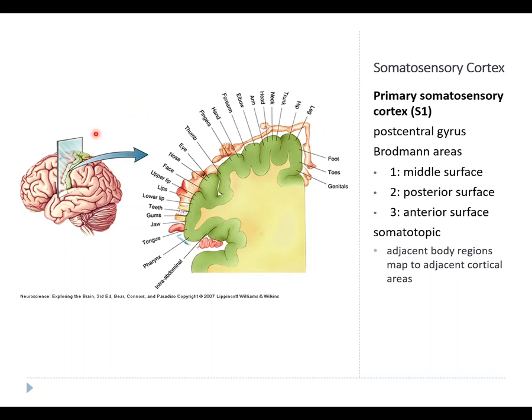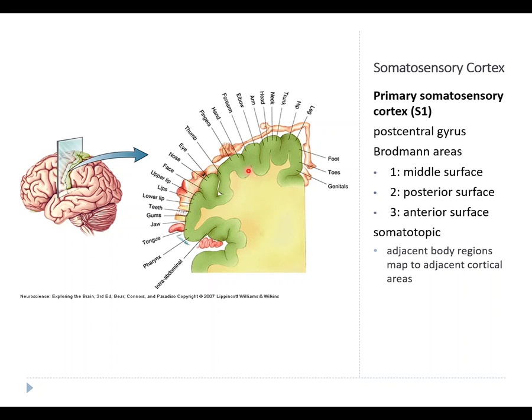And this is how this map is usually drawn. So this is a coronal cross section of the brain through the post-central gyrus. And what they've labeled here are the different parts of the body that activate neurons in these regions of the brain when they are stimulated.